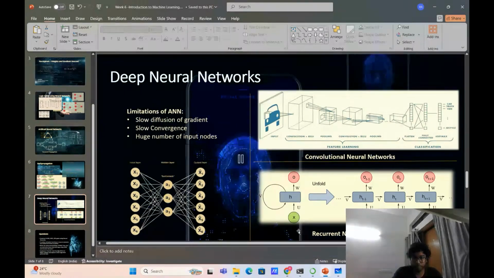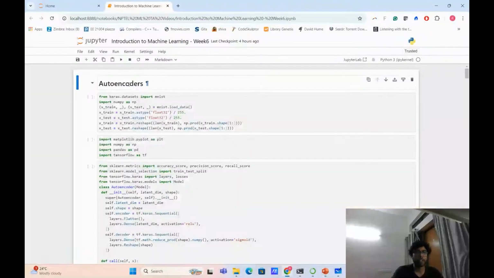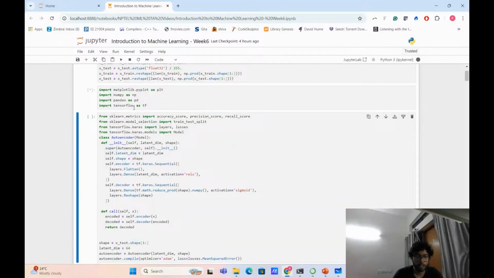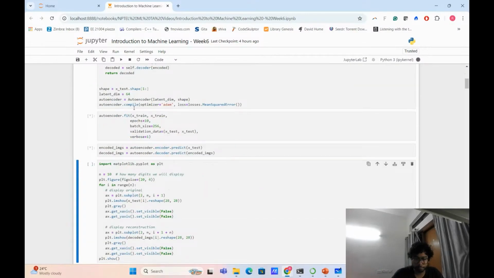So let me go to the exercise first. Okay, first, let's do the autoencoder part. So, this is just importing libraries, and this is the autoencoder.